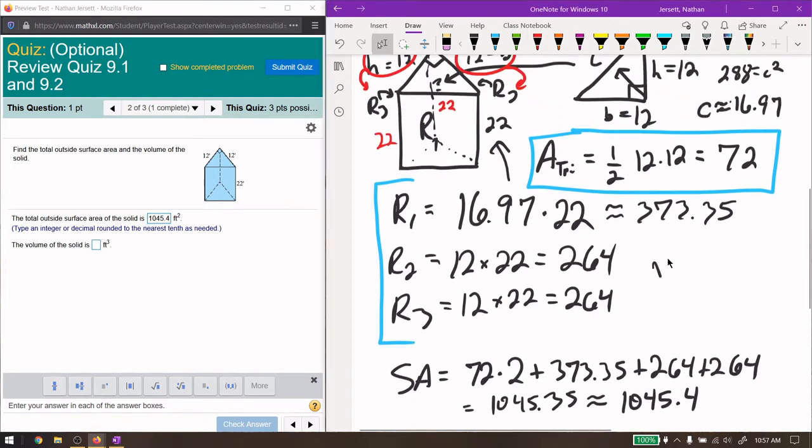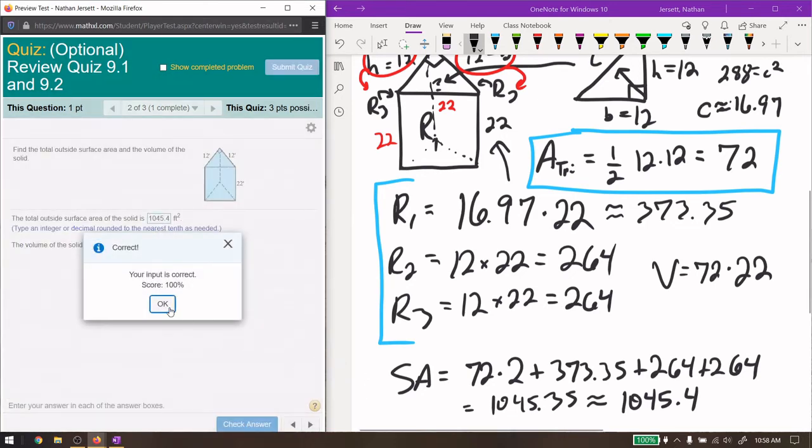The volume is going to be the base, which is the area of the triangle. It's always the area of the base times the height, which is 22. The base is just the area of the triangle, so it's like this bottom triangle, times how many there are, which is 22 of them, to fill up this entire volume. So 72 times 22 gives us 1584. Let's see if that's right. And it is.